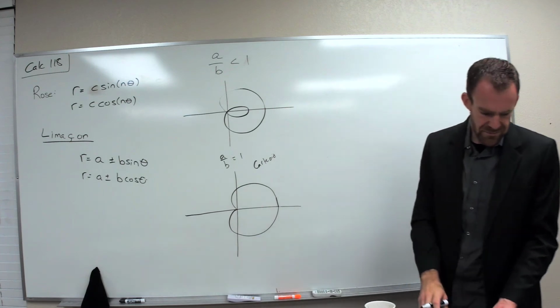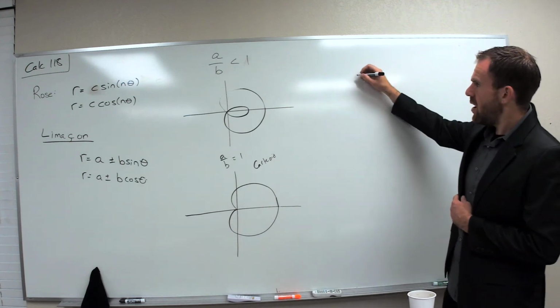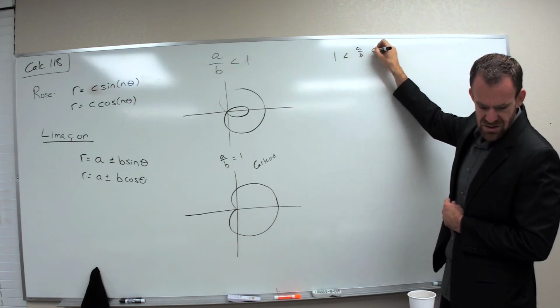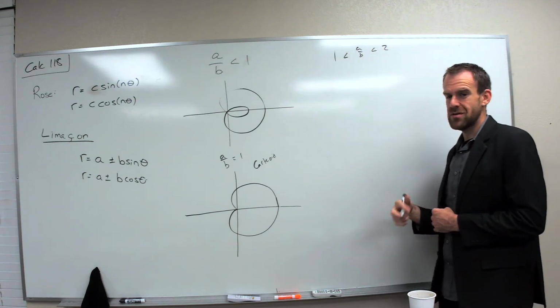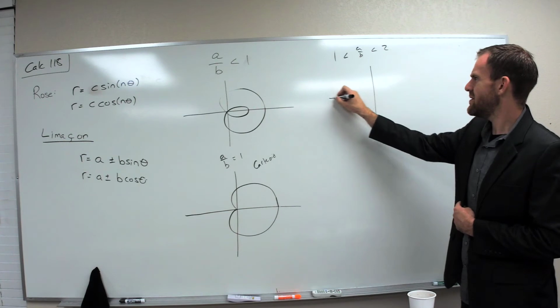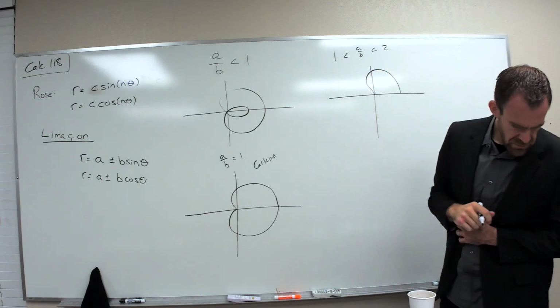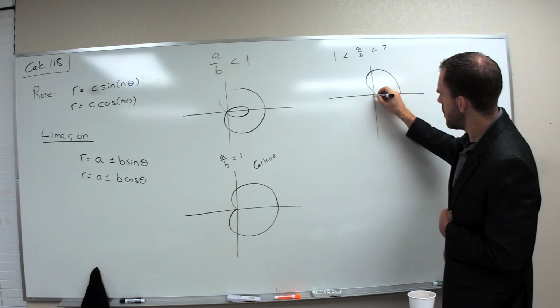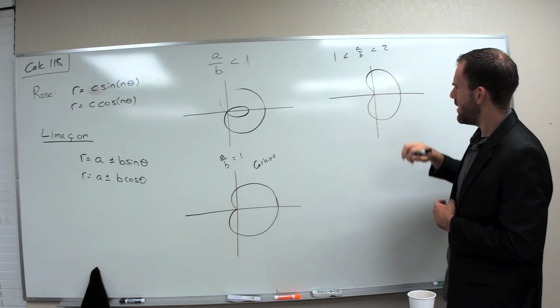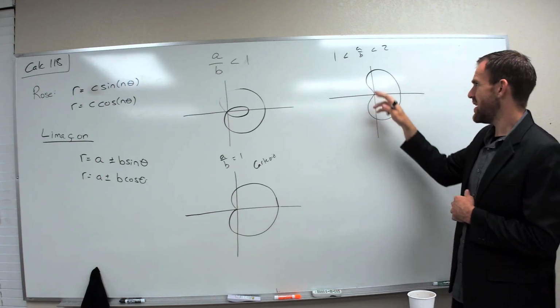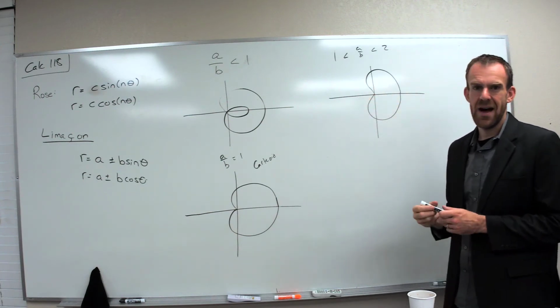If a over b is between 1 and 2, we have a dimpled limaçon. It has a little dimple right there. But I think I've over-exaggerated that one a little bit. It's just very slight. It dips down and then it comes back.